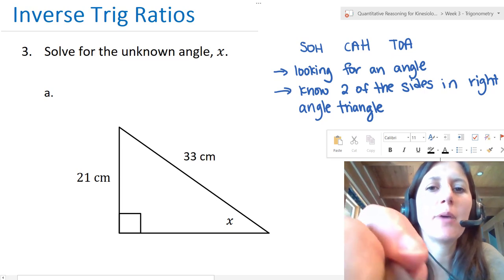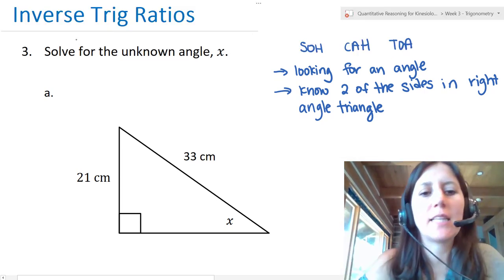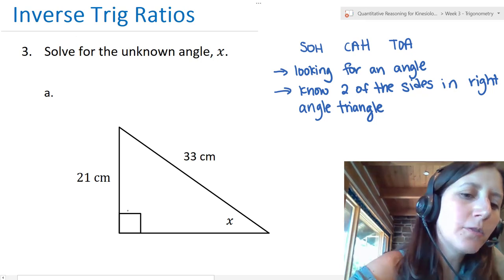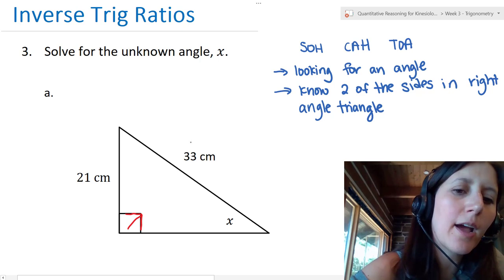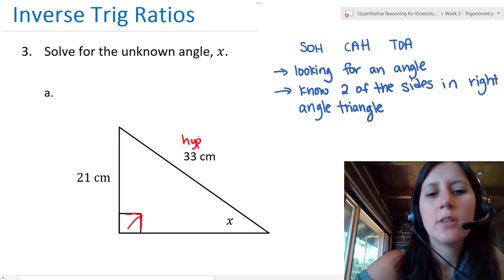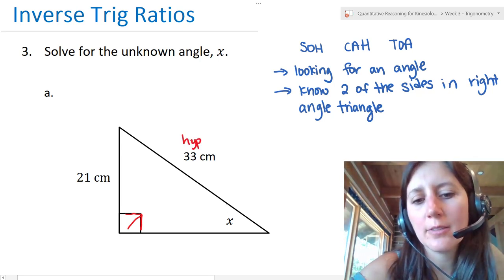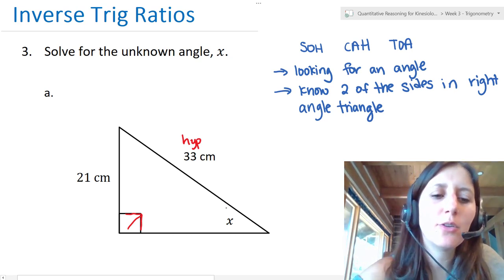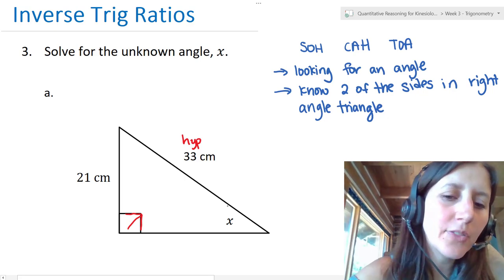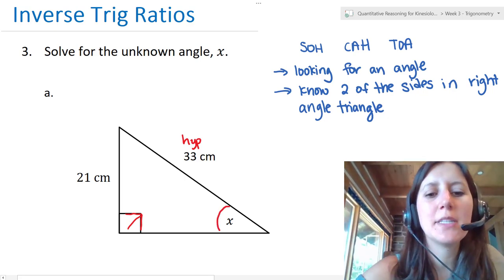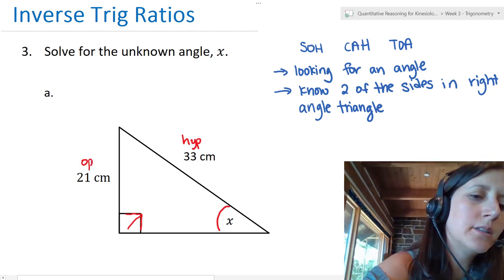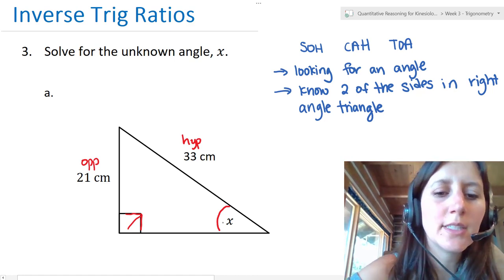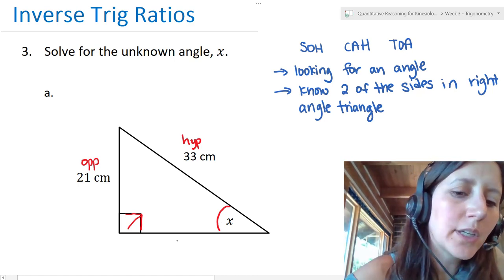But we're going to start off the same way as we did before. We'll start off by just labeling our three sides. So we have our right angle over here, which points at our hypotenuse. Now we have the angle that we're looking for. Okay, so in these questions, we don't know any of the angles. We're looking for an angle instead. The only angle we know is the right angle. This is the angle that we're looking for. Opposite of that angle is the opposite still. And that leaves us with the last side, which is the adjacent, the side that's touching that angle that we're looking for.